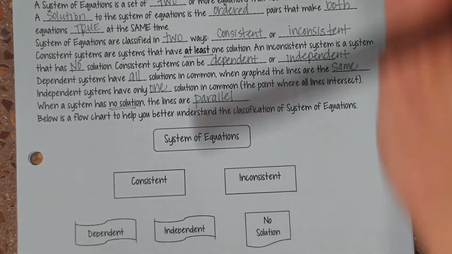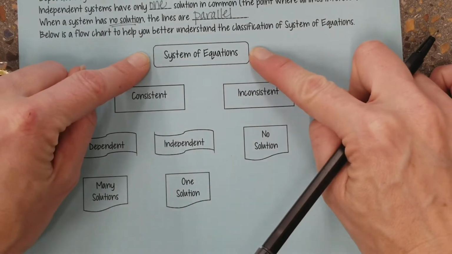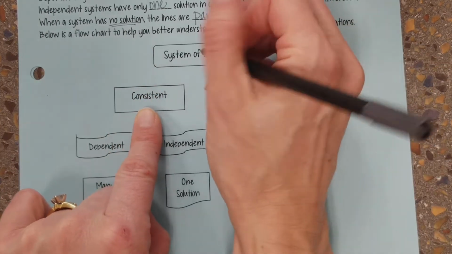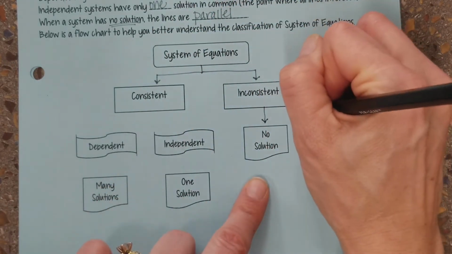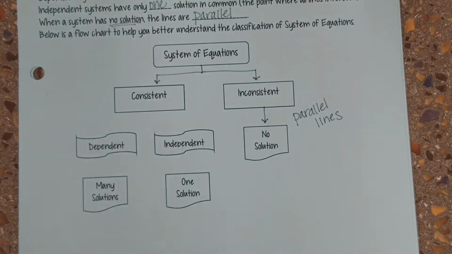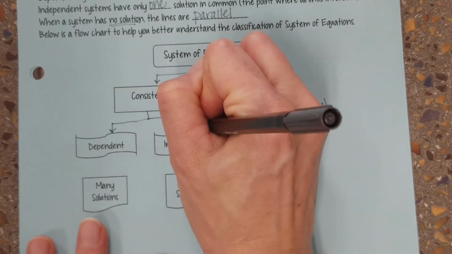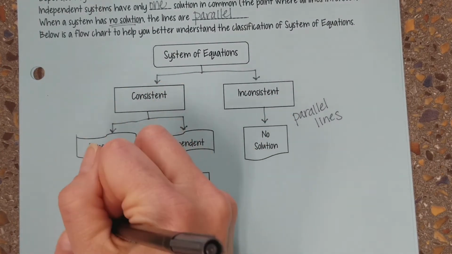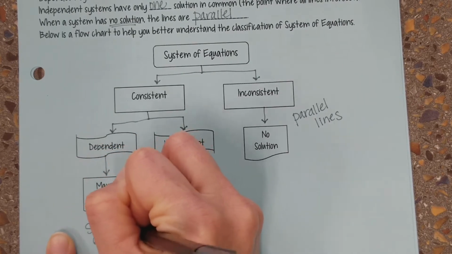Here's a flow chart that will help us keep in order what they are and how they work. We start with a system of equations. Whether it's 2 equations, 3 equations, however many, we start with a system. From that system, it becomes either consistent or inconsistent. If it's inconsistent, it has no solution, which makes it parallel lines. If it's consistent, then it can be broken down again further into either dependent or independent. If it's dependent, it has many solutions. This is the exact 2 lines that are the exact same, so same exact line.